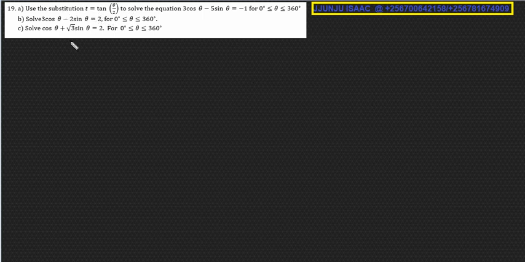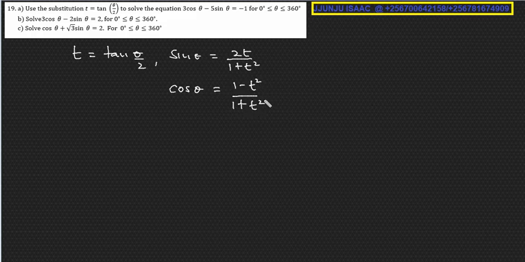So let us see, we should always recall that when t is equal to tan theta by 2, then sine theta is equal to 2t over 1 plus t squared, and cos theta will be given by 1 minus t squared over 1 plus t squared. You need to know this. Now when we have an equation where t is tan theta by 2, then to solve the equation you need to use these substitutions.